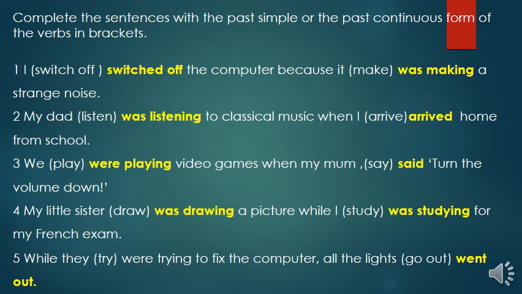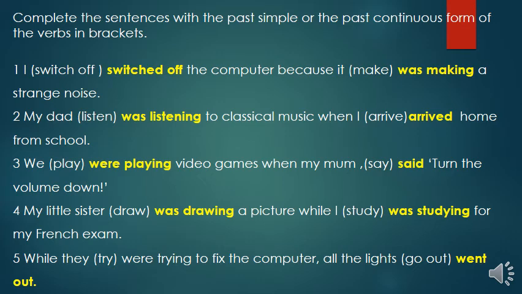Complete the sentences with the past simple and the past continuous form of the verbs in brackets. Let's have a look at the sentences. As you can see, in most of these sentences we have two actions. Let's read the first sentence. I switched off the computer because it was making strange noise.